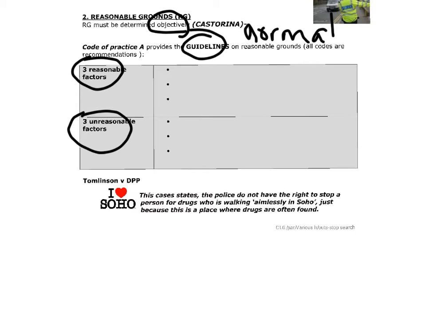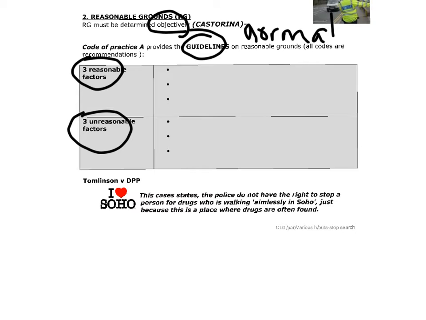And then a final reason that would obviously be unreasonable to stop and search you, again slightly picking on stereotyping, is the way that you look. So just because you are in tracky bottoms and you have got a hoodie on, that doesn't give them a reasonable ground to stop you just because you are dressed that particular way.